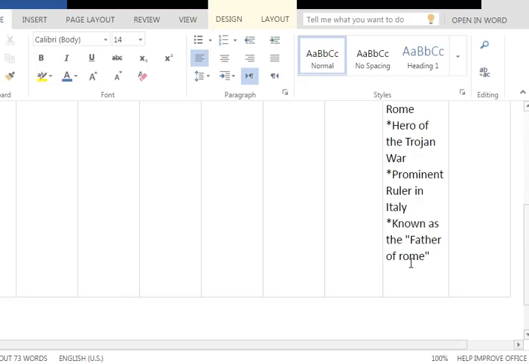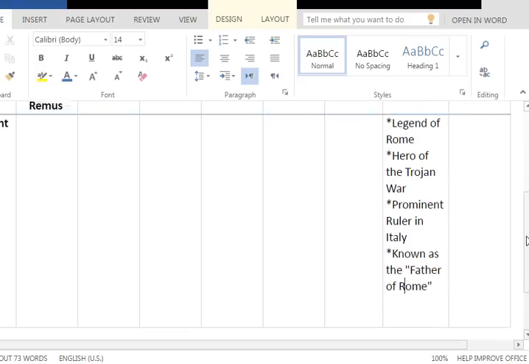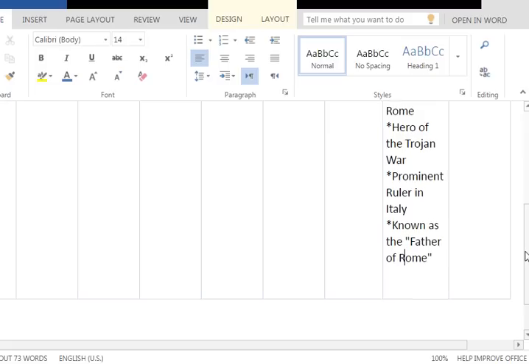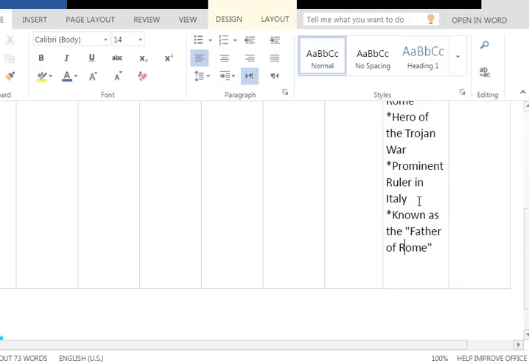All right, and whoops, I didn't capitalize Rome. Let me do that. All right, so we have 4 facts now about Aeneas. A legend of Rome, hero of the Trojan War, prominent ruler in Italy. That is because he married the Latin king's daughter and became a prominent ruler. And he was known as the father of Rome.